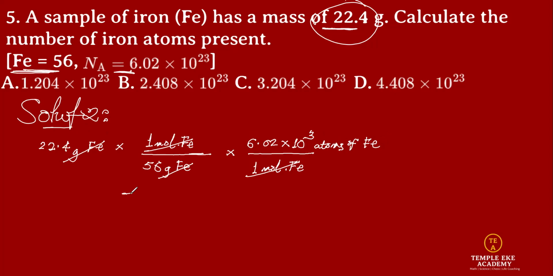By multiplying this using an electronic calculator, we have the final answer, 2.408 times 10 to the 23rd power atoms of iron. I'll simply write iron atoms. And that is very simple. Our final answer, which is actually option B right there.